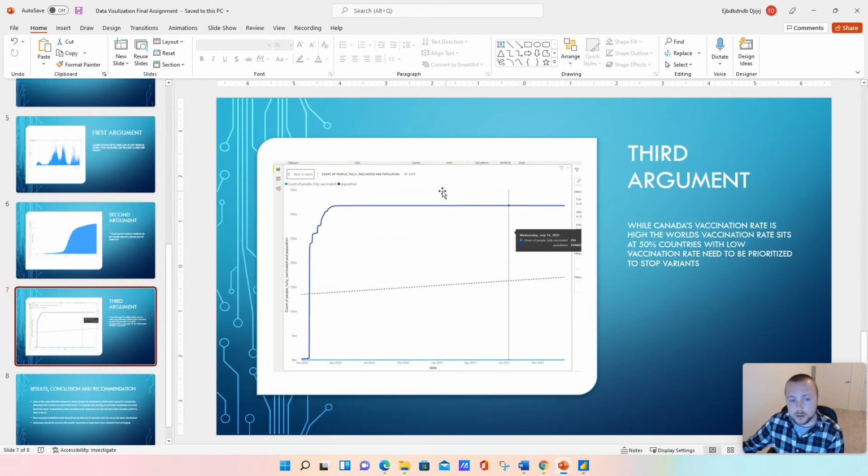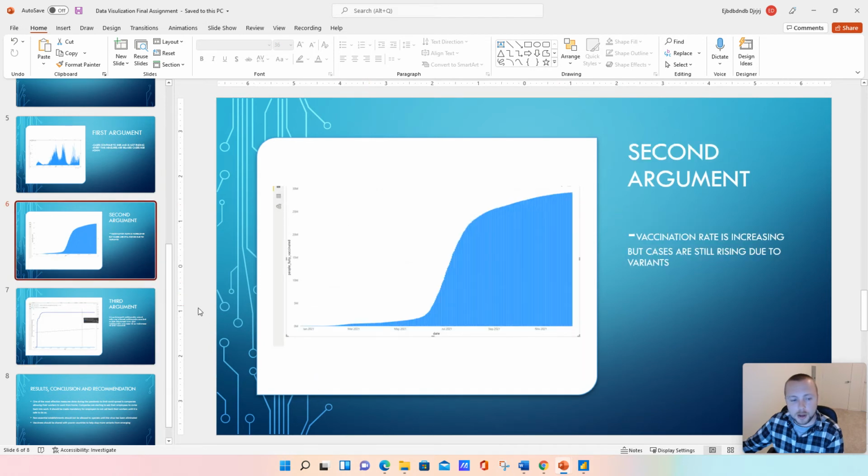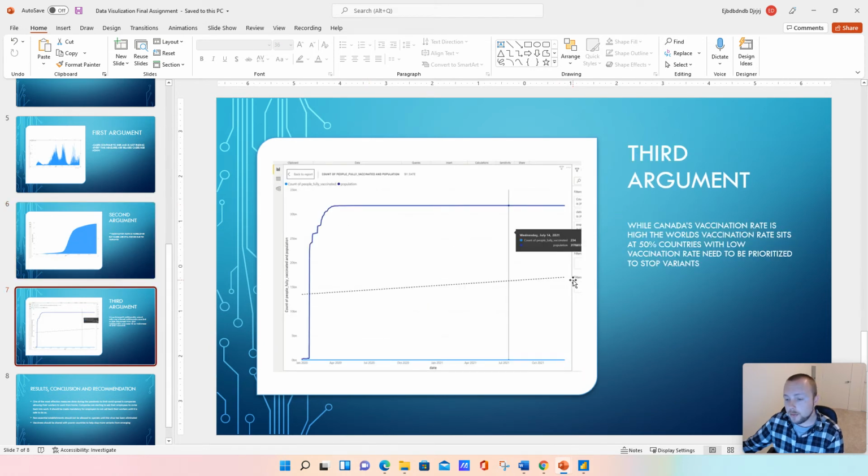So my third argument here is that you can see from the graph, this is the total world population and the vaccination rate of the entire world. Comparing that to Canada, where we have an 80% vaccination rate, we only have a 50% vaccination rate worldwide. And that is because the richer countries are hoarding all of the vaccines, and this is making the other countries not be able to get any. And as such, since they can't get vaccinated, the virus continues to spread and new variants are emerging, which then spread to our country as well and eliminate the value of the vaccinations in total.